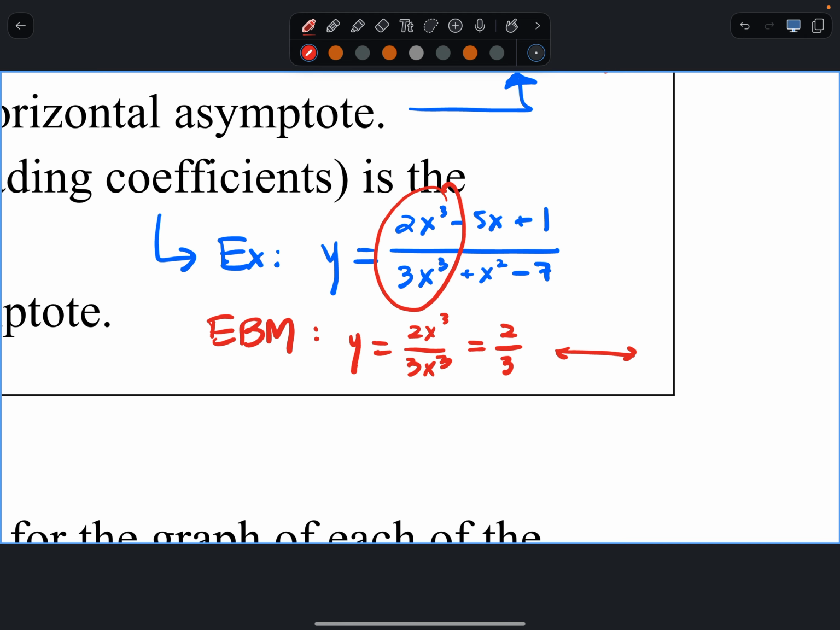So we can say, as x approaches positive or negative infinity, y is going to approach 2/3, the same way that the horizontal line does.